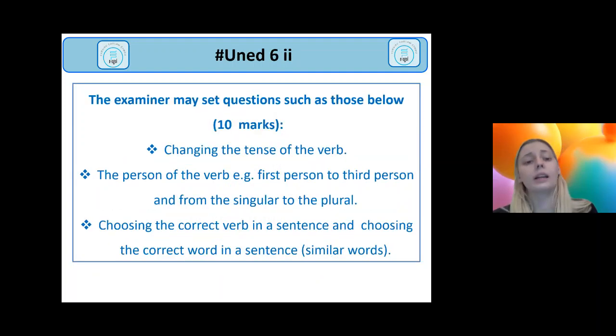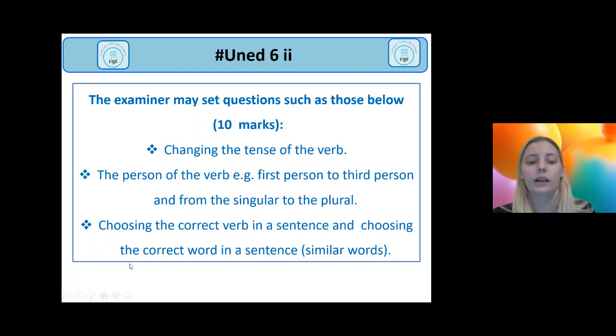Okay, so this is directly from the exam board. In your Unit 6 exam, you could have a 10-mark question based on any of the following. It could be based on changing the tense of verbs. It could ask you to switch from the amser presennol, the present tense, to the amser gorffennol, or they could be asking maybe to switch from the amser dyfodol, the future tense, to the amser presennol. Then they could also potentially ask about the person of the verb. They might ask you to switch from the first person I to the third person, maybe he or she. They may also ask you to switch in patterns from singular to plural, which we'll be going through in our session today.